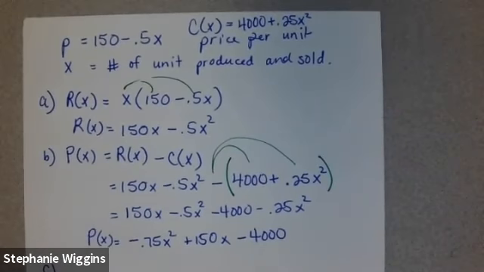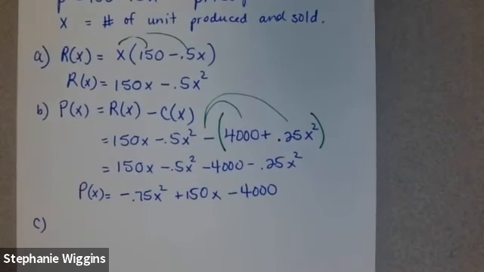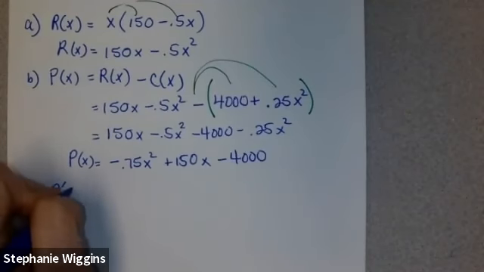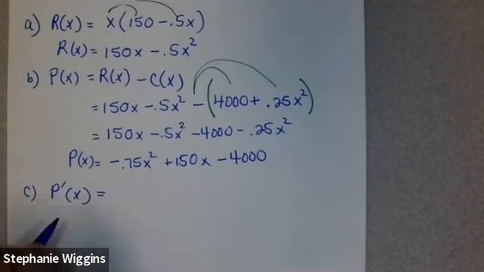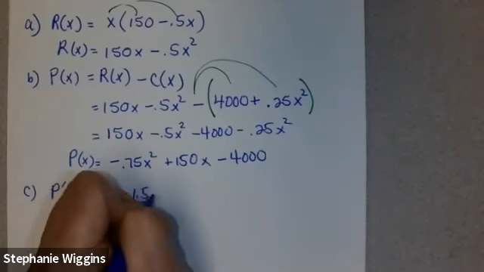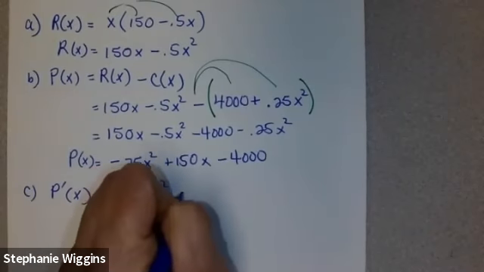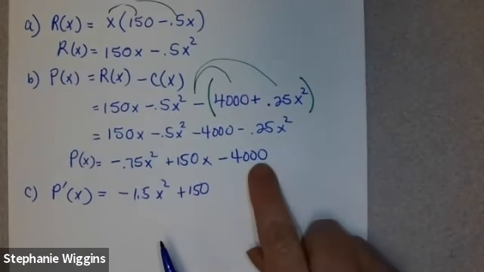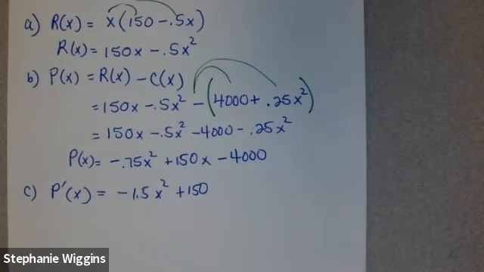And in part C, they want you to find out how many units do you need to maximize profit? And how many units do you need to produce and sell? And that would be when the derivative of this function is 0. So taking the derivative, I get 2 times negative 0.75 is negative 1.5x squared plus 150. The derivative of 150x is the 150. The derivative of negative 4,000 is 0. And now I set this equal to 0 to solve it.